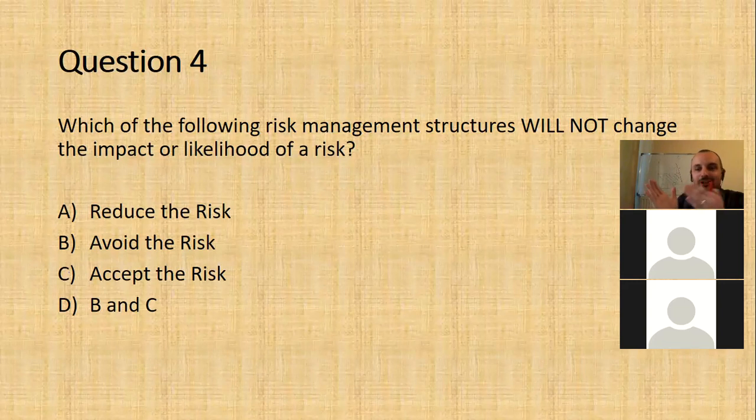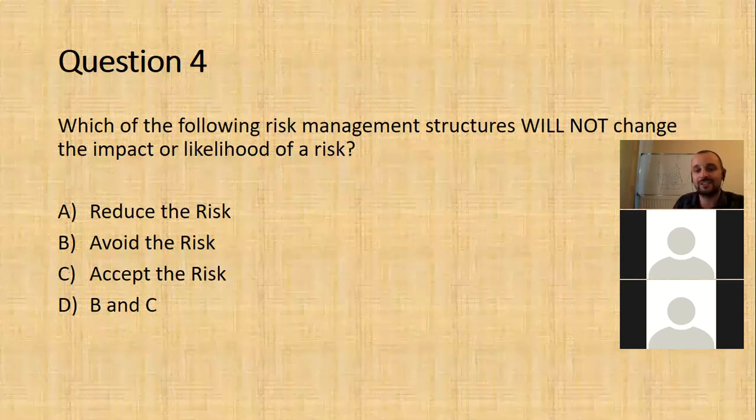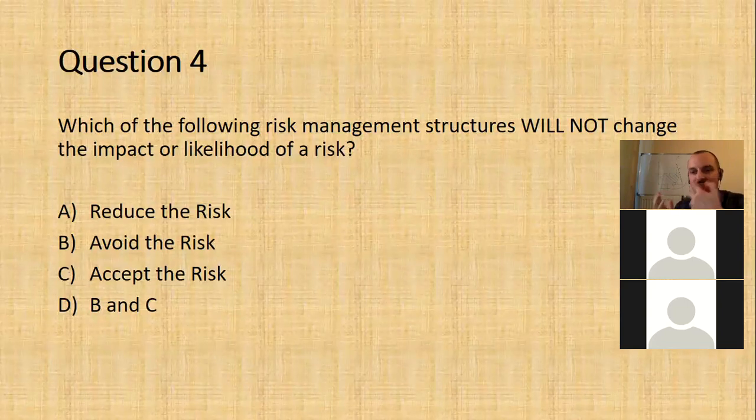Reducing the risk. There's a clue in the question. You're obviously changing the risk if you're reducing it. Avoiding it, you're basically making the risk 0, but accepting it, you're not changing the impact or the likelihood. B and C, yeah, it's just C. So, yeah.